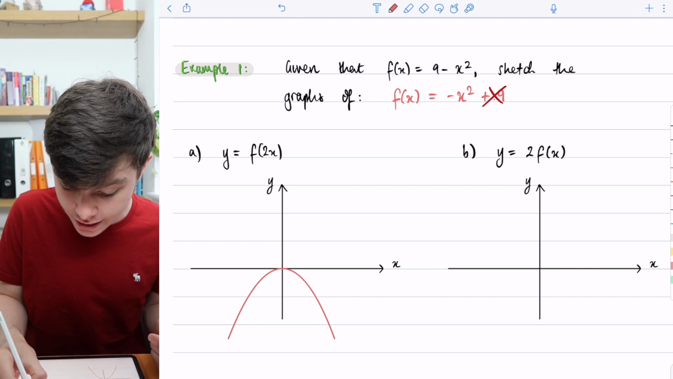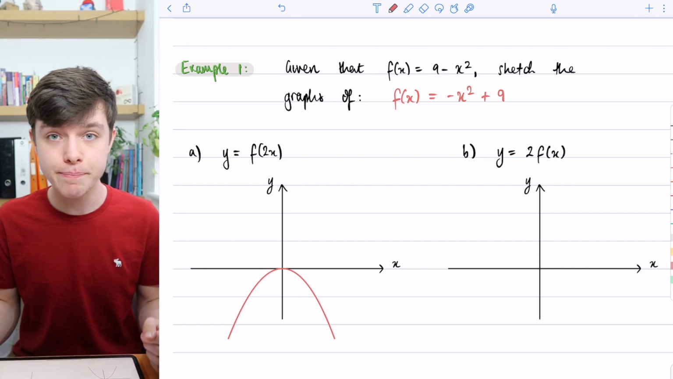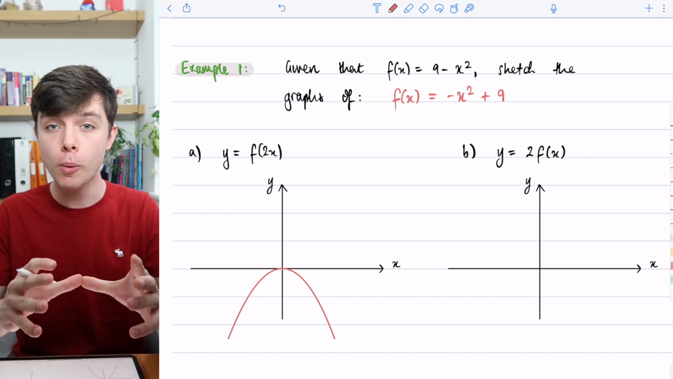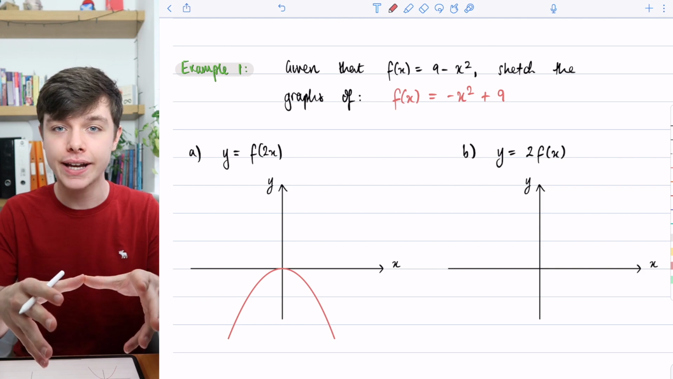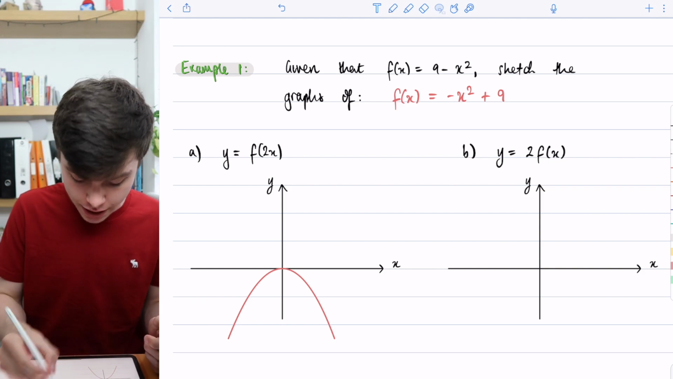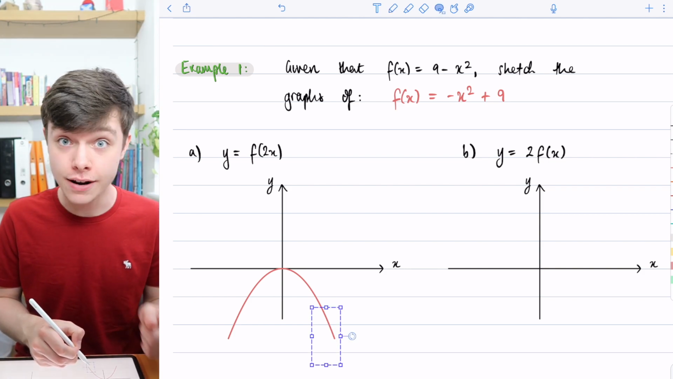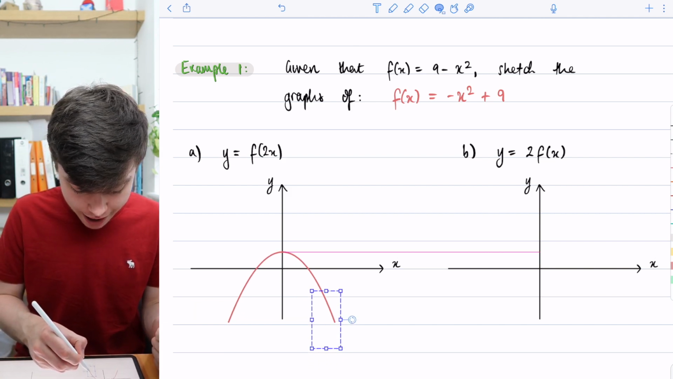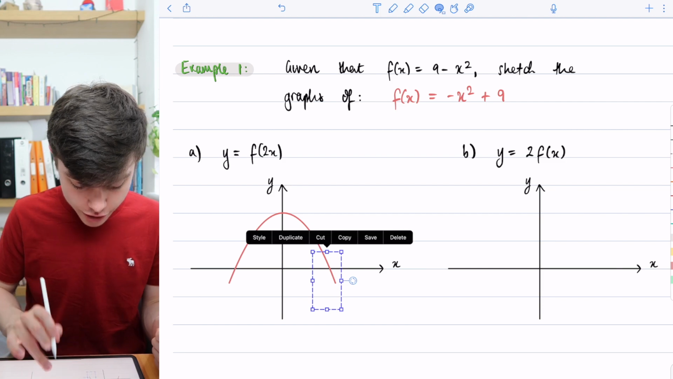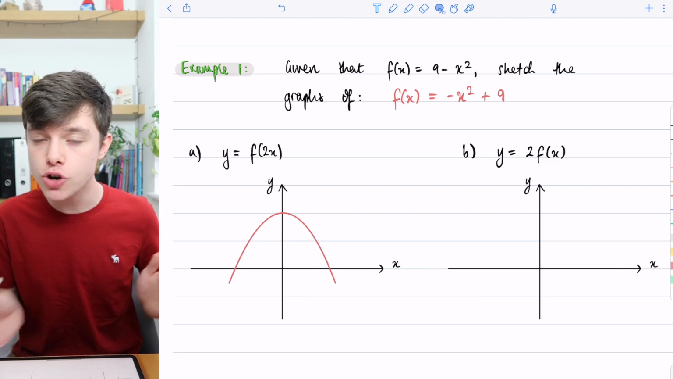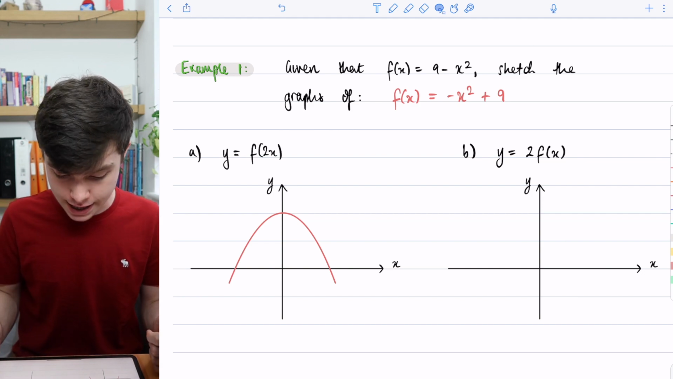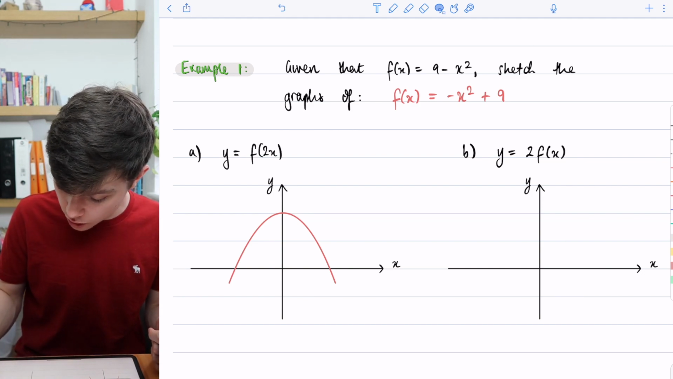If I then invert this plus 9 back, all that means is move the minus x squared graph up by 9. Add 9 to every coordinate, basically. So all we're doing is moving that in the vertical direction, or the positive y direction, by 9. So it's going to look something like that, okay? No horizontal change, just a vertical movement up by 9. So I can add some coordinates on here.